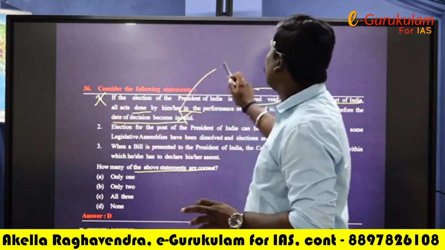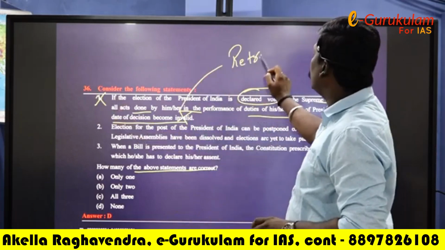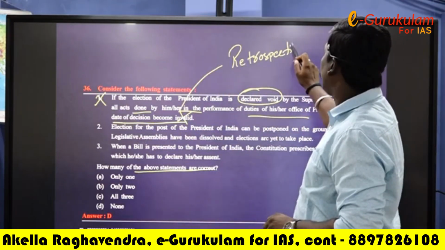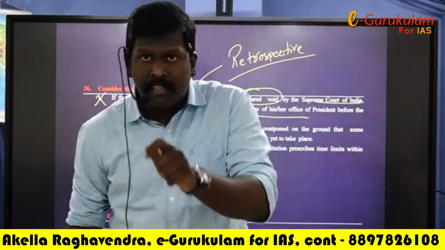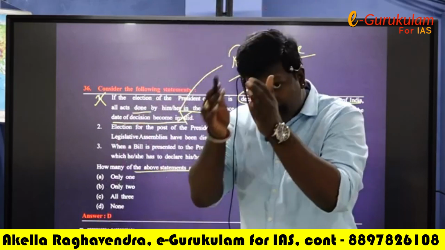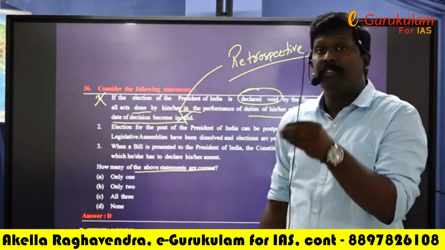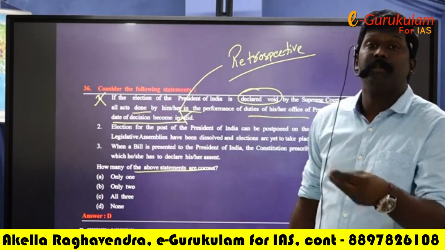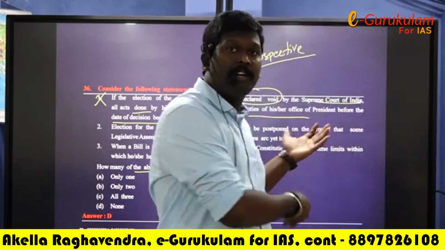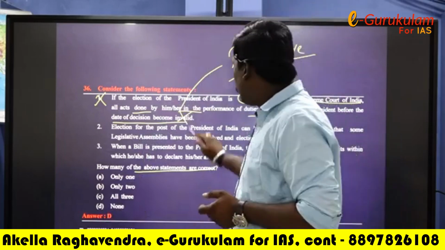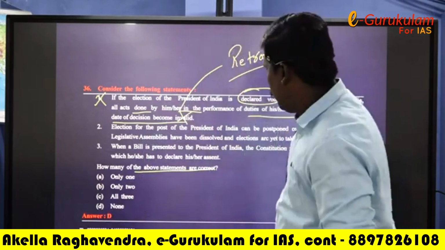Absolutely wrong. This is nothing but retrospective actions. Meaning, even if the President of India election is declared invalid, from that day onwards, the position will become vacant, and within 6 months there should be fresh elections to the President of India. Whatever the act or omissions done before will not become invalid, that will be continued.